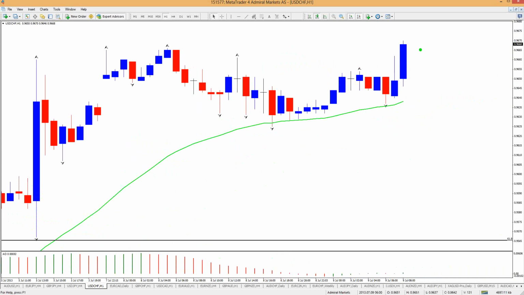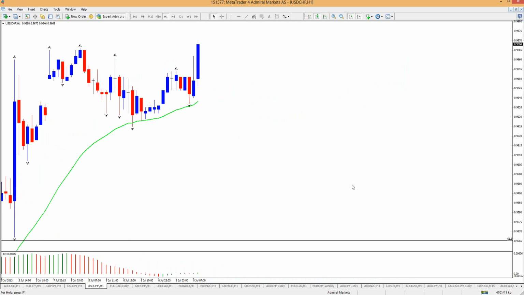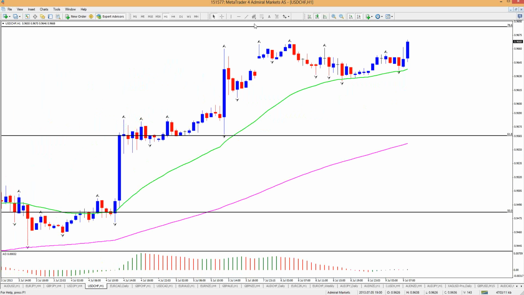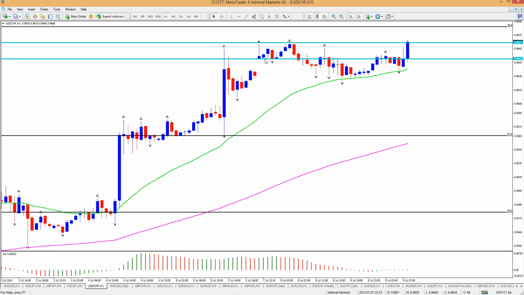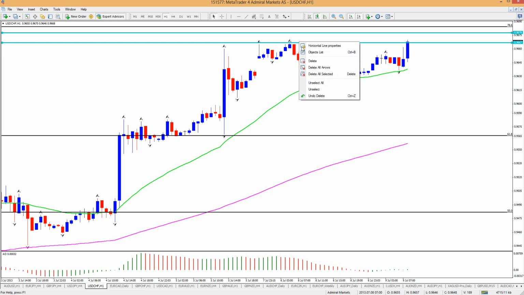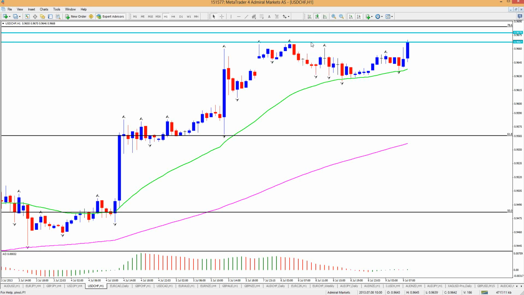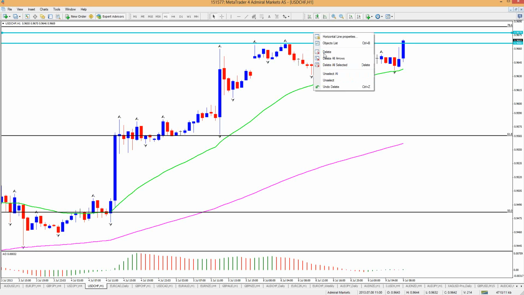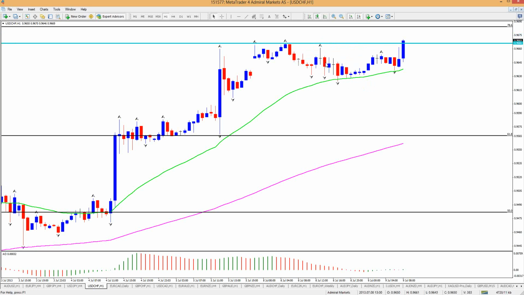This too, we'll look at the end of the hour. Let's see. We're pushing above this high. So let's see how it goes.